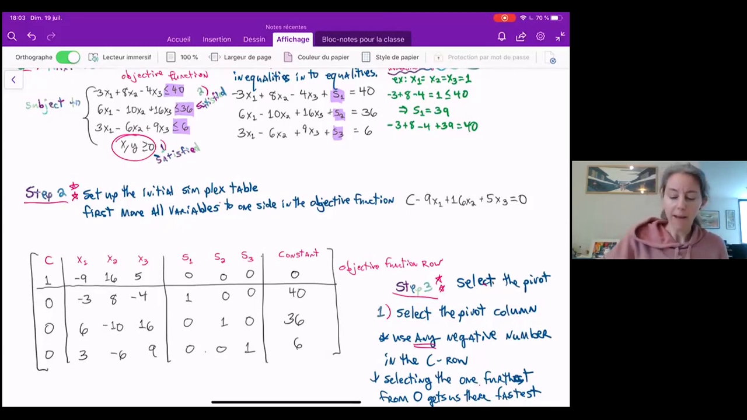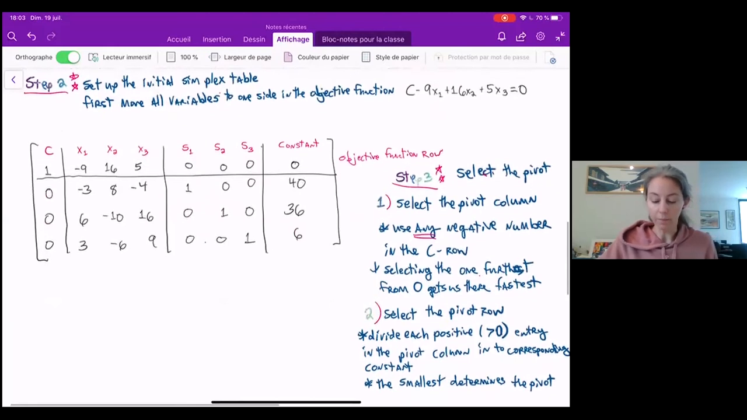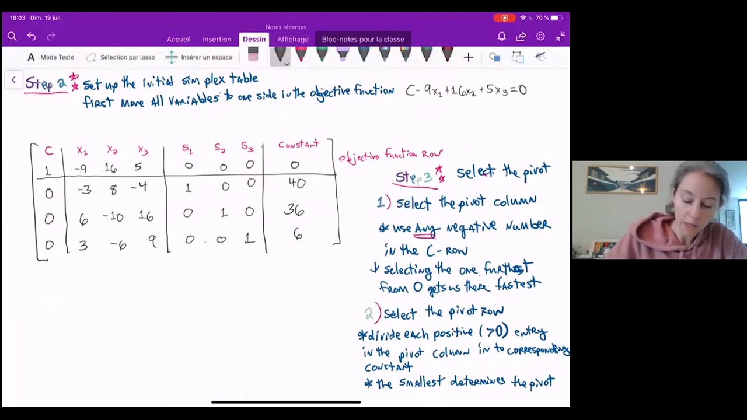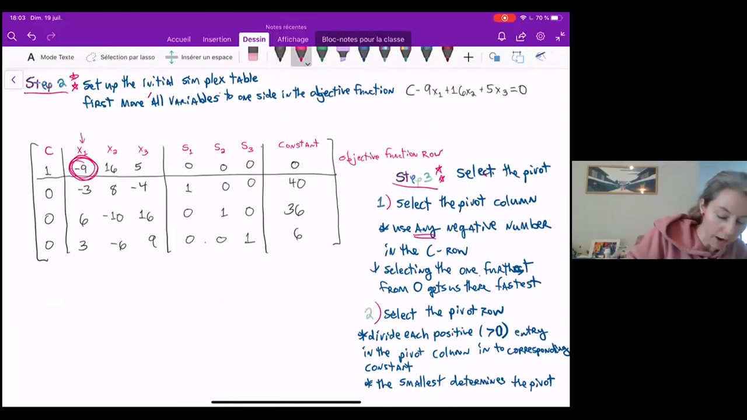Okay, so my step 3 now is going to be to select the pivot. And this is going to be totally different than what you've done in the past for row reduction. This is not the same as Gauss-Jordan elimination. We're going to pick the pivot a little bit differently. So the first thing that I want to do is select the pivot column. And when I'm selecting the pivot column, I want to use any negative number in the C row, that is, in the row that is associated with the objective function. So when I look at this, I only have one negative number there, that's -9. So that means this column right here is my pivot column.